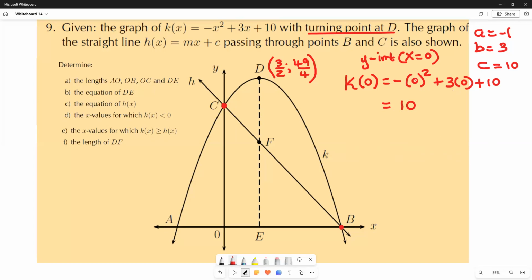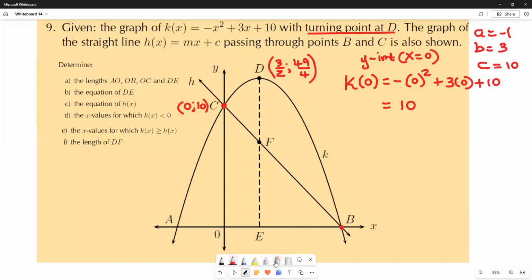So what we're going to do then, we're going to write this on our graph. Remember, the y-intercept is basically where the graph crosses the y-axis. In this case, C is our y-intercept. So we can tell that C is going to be (0; 10).